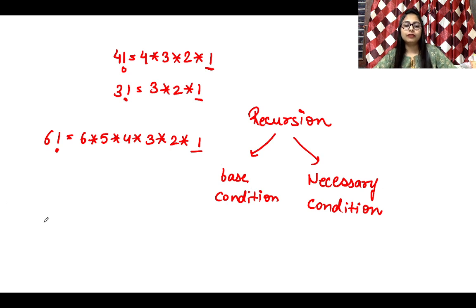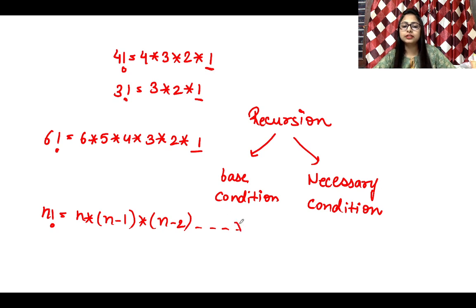Why do we have to stop? Let's see. If I talk about n factorial, how will I compute it? n into n minus 1 into n minus 2, and so on. I have to stop it somewhere, otherwise it will go up to infinity. So I need one base condition on which this will end.